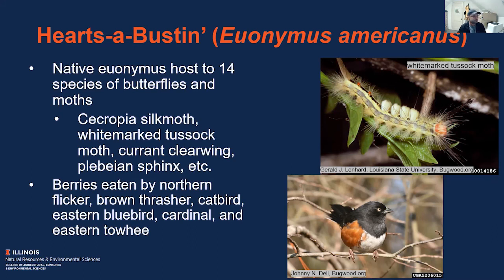But the native euonymus is host to 14 species of butterflies and moths, including this one here. We have pictured the white-marked tussock moth and a number of others. And the berries are readily eaten by northern flickers, brown thrashers, catbirds, eastern bluebirds, cardinals, and eastern towhees, among others.